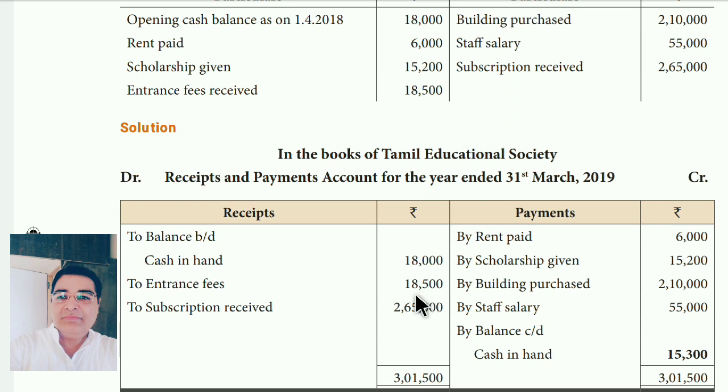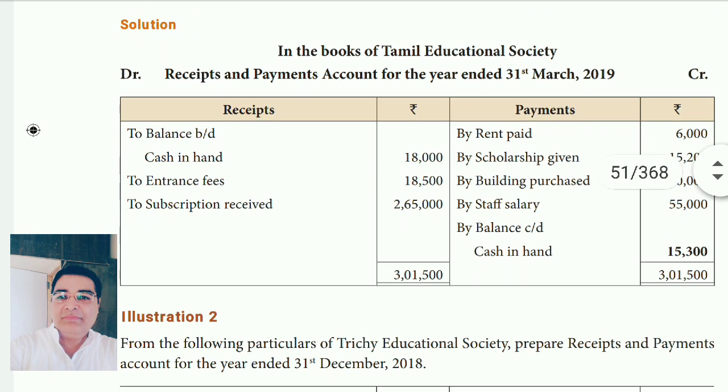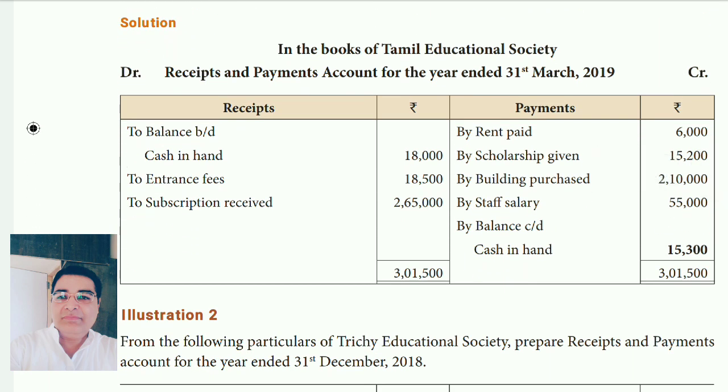Next, building purchase. Building purchase means money goes out. So, By building purchase 2,10,000. Staff salary means you are making the payment. So, By staff salary 55,000. Subscription received. Received means receipt. So subscription received 2,65,000. Now see the answer.